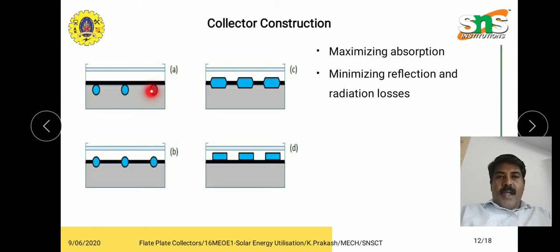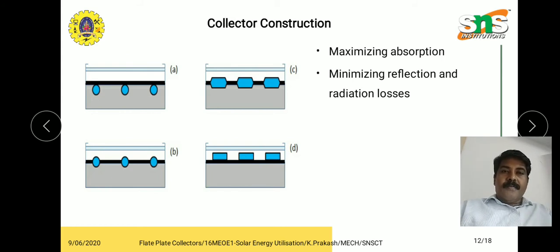So this is a type of flat plate collector where the fluid tubes are placed below the black surface. Here it is kept intermediate. This is also kept intermediate, but this is placed above. So why are these types of setups made? Why is the construction varying? These constructions are varying because flat plate collectors are trying to achieve more efficiency.